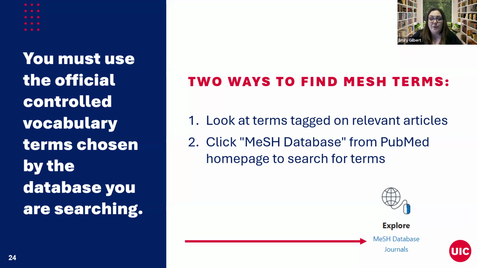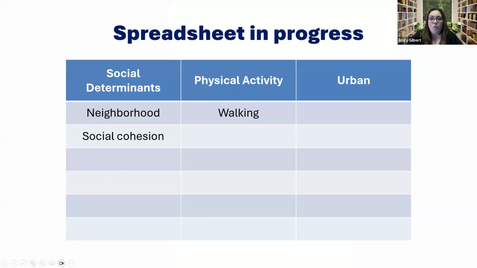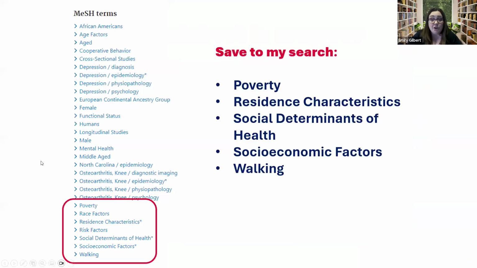So if we go back to our spreadsheet in progress, we have these keywords that we took from the title and abstract. And then if we look at the MeSH terms on this article, we find some relevant MeSH terms that we also want to save to the spreadsheet.